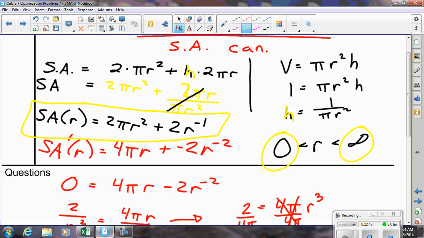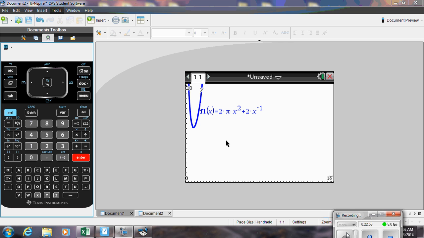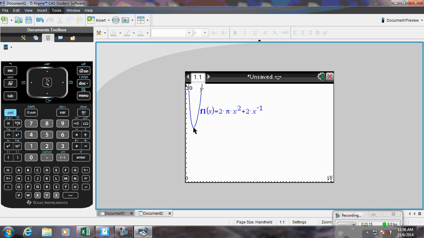So we'll take a second, let's type this piece into our calculator and see what we get. And here is the graph of our function. Of course, I used x instead of r, but there we go. My window is going from 0 to 10 and from 0 to 10. So there we go. We can see on our graph it actually is a minimum around 0.5.